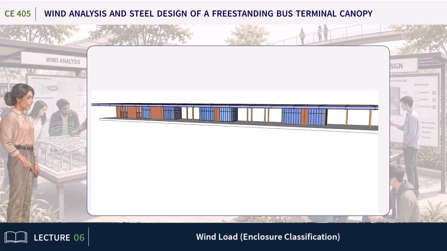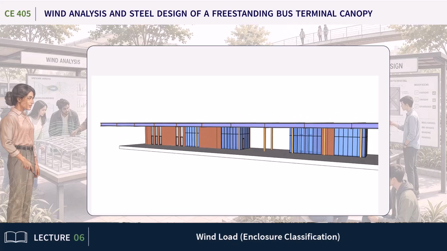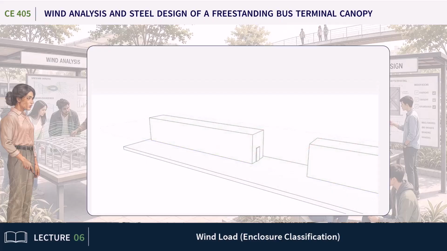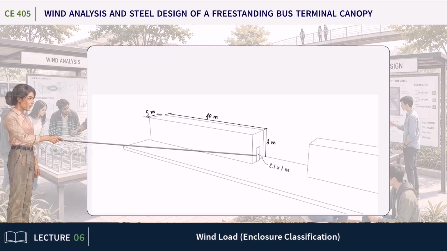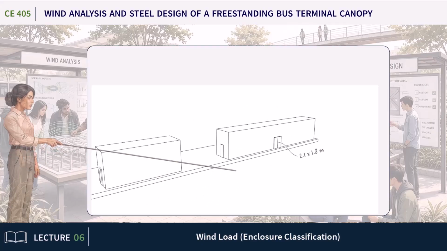There are 3 enclosed spaces in total. 2 of them are the same size, while the one on the left is wider. Let's start with the dimensions. The wider enclosure is 40 meters long, 5 meters wide, and 8 meters tall. It has 2 openings, one in the side wall measuring 2.1 by 1 meters, and another in the back wall measuring 2.1 by 1.8 meters.